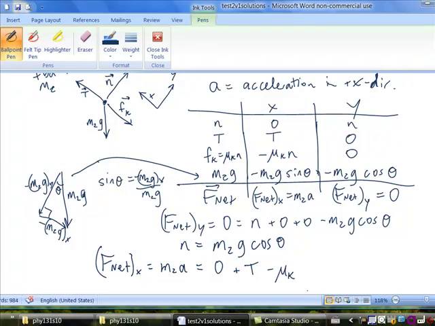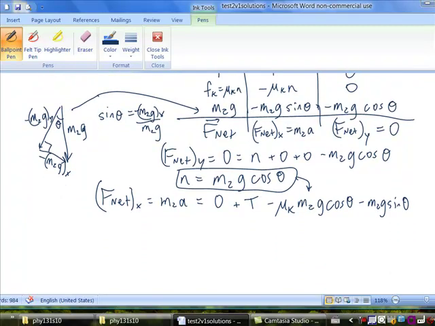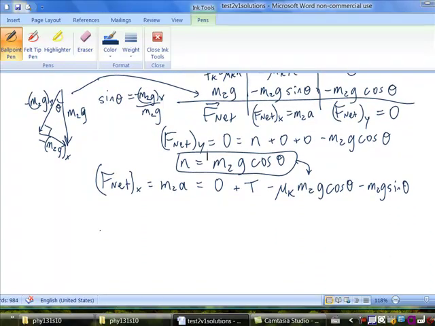times our n. So I'm going to actually take this equation from the y component and plug it right in here. So m2 times g times cosine of theta, and then minus m2g times sine theta. And just simplifying that a little bit, we'll do some scrolling.